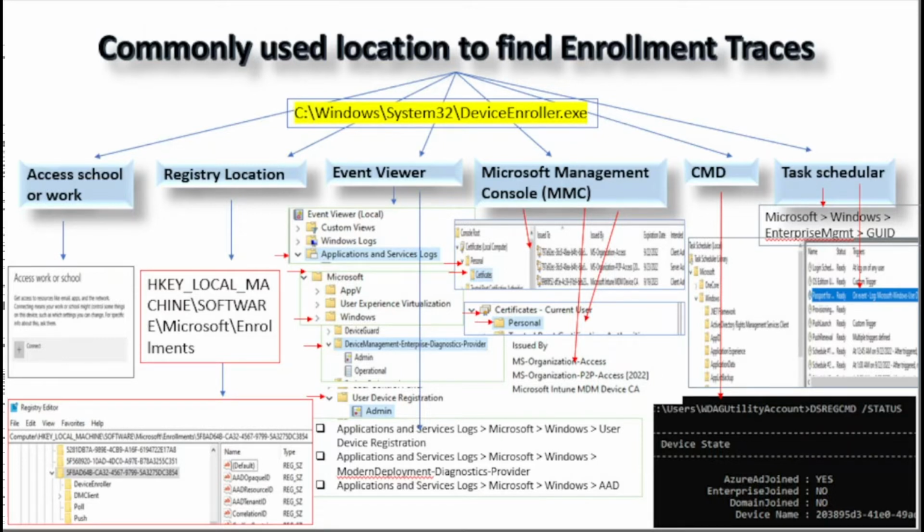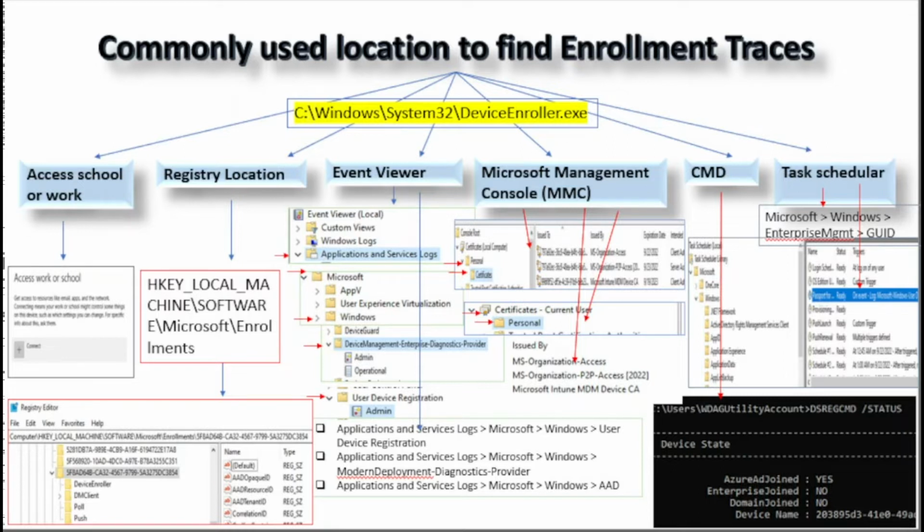The second place is the registry. This will help to find information like who did the enrollment. The registry path of the enrollment is HKLM\Software\Microsoft\Enrollments. The third location is Task Scheduler. When we use GPO or SCCM to enroll the device in Intune, both SCCM as well as the GPO will create a scheduled task which will trigger the enrollment via DeviceEnroller.exe. We can check whether the scheduled task was created as well as whether it's triggering successfully or not.